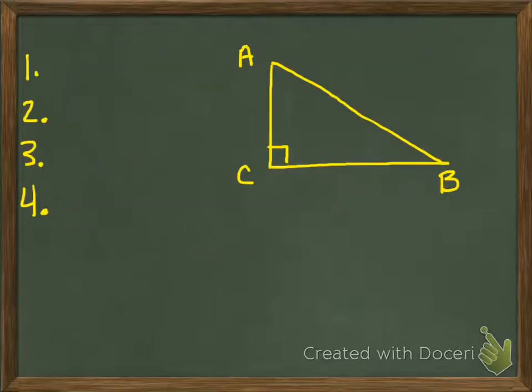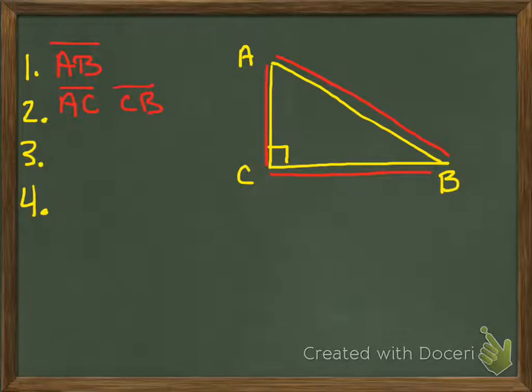So let's start off with the beginning, and this one should have been fairly simple for you guys. It's asking you to define the hypotenuse. Number one asks you for the hypotenuse, and remember the hypotenuse is this one, so you should have line segment AB. The second one is asking you for the legs, so this is one leg, this is the other leg, so you should have AC and CB.